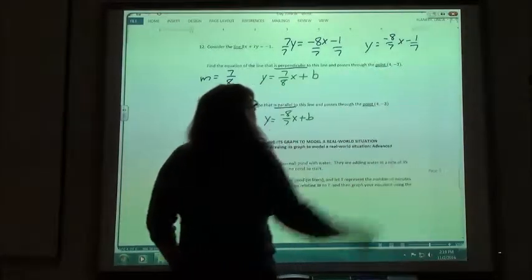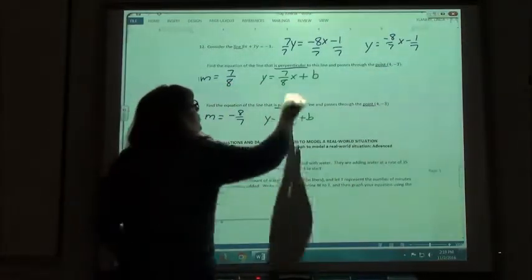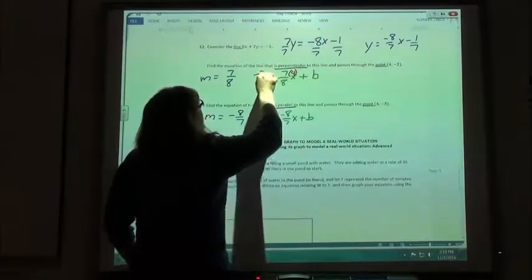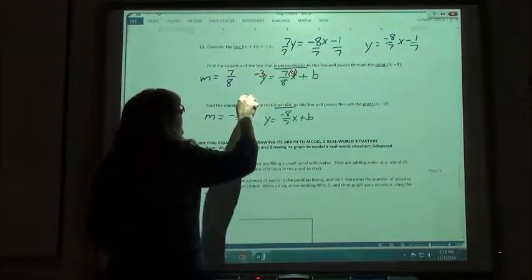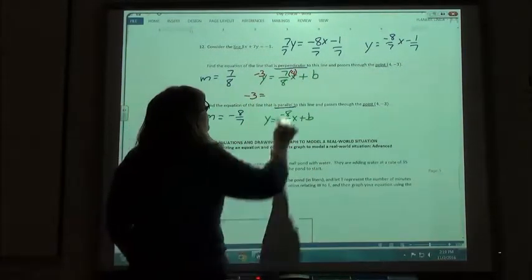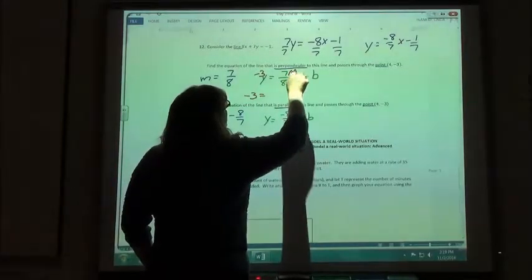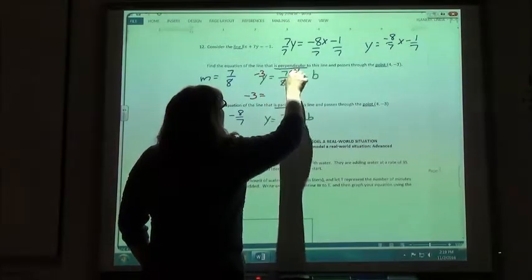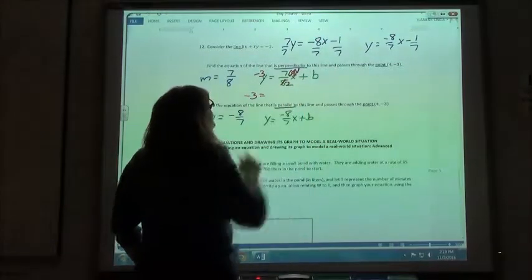This one's going to pass through the point (4, -3). So 4 in for x, -3 in for y. -3 is then going to equal, here I can reduce a little bit. 2 goes into there once, and into 2. 4 goes into 4 once and into 8 2 times.